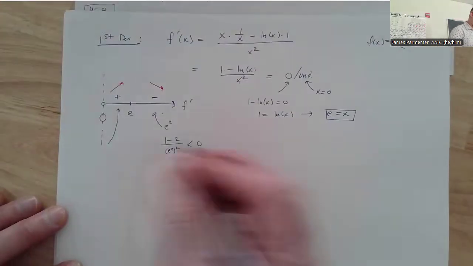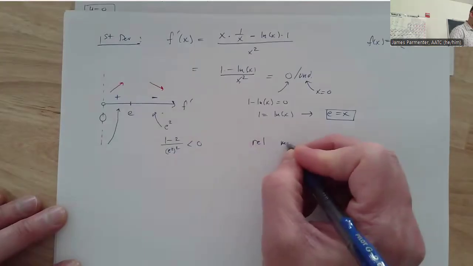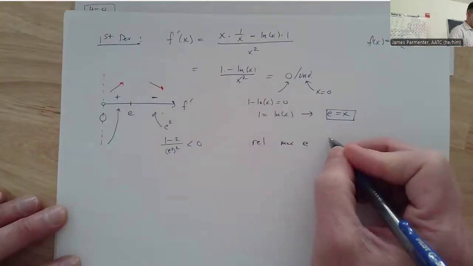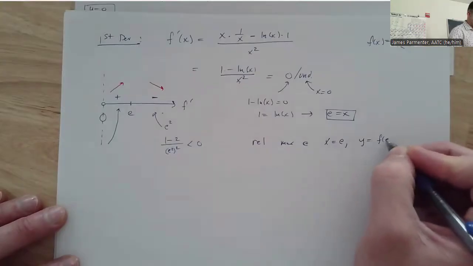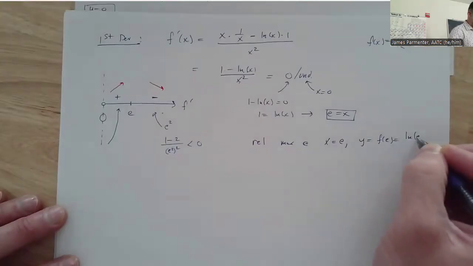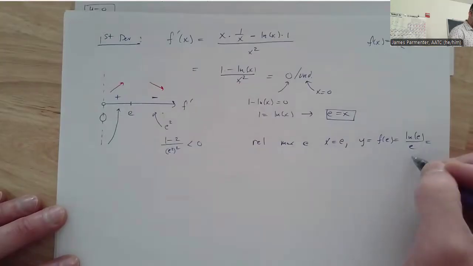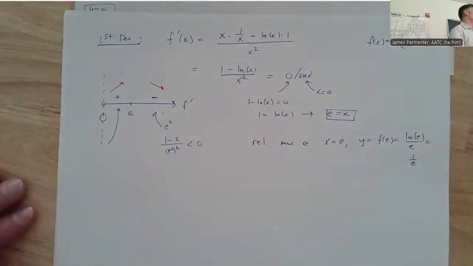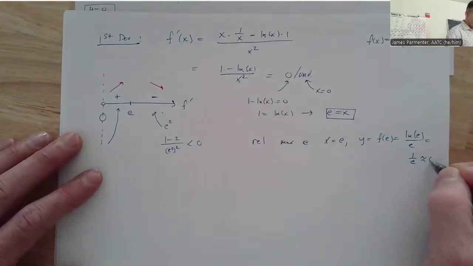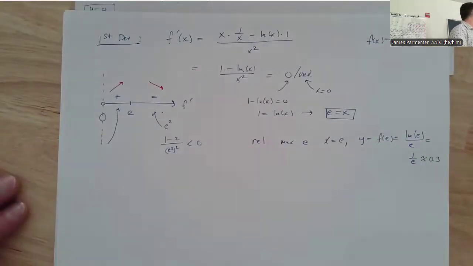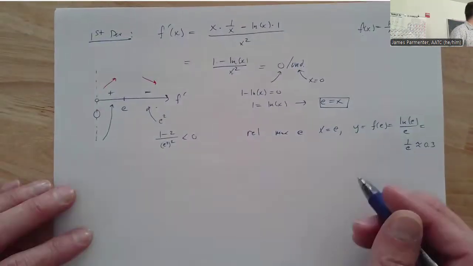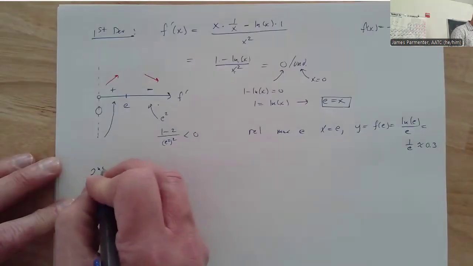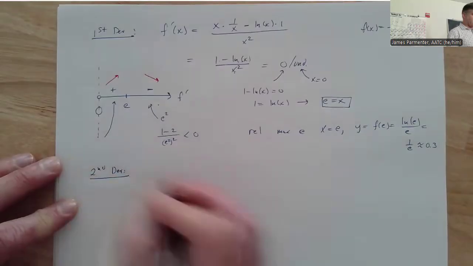Okay, so we have a relative maximum at x equal to e, y equal to f of e, which is the natural log of e divided by e, which is 1 over e, which is about 0.3. Comes up often enough that it's worth knowing it's about 0.3. All right, and then we do the second, right? It's just the same stuff over and over again. But it's good practice. So second derivative stuff, same sort of deal.